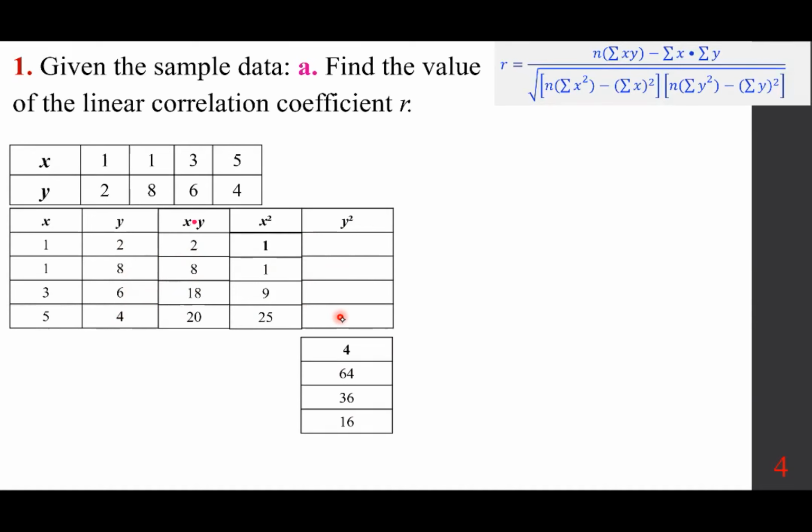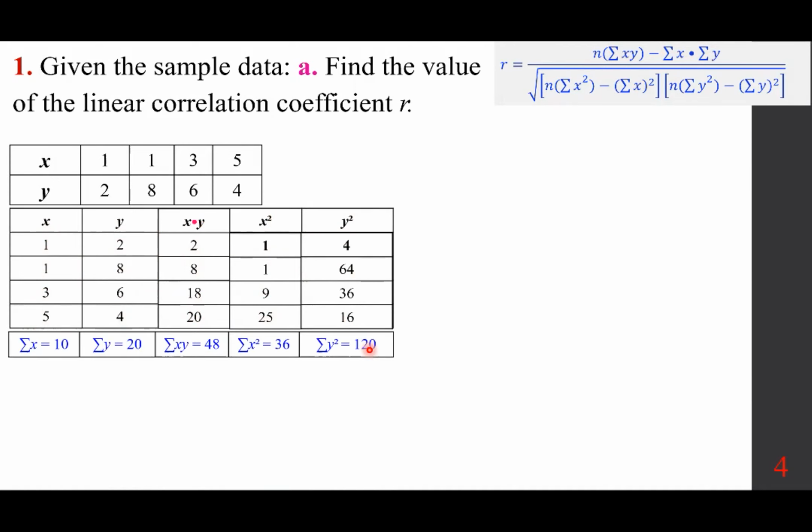And now we need the sum of each column. So add these numbers, put them here. That would be summation of x. Add them up. Summation of y. So this is summation of x, summation of y. This one, summation of x times y, which is this one. This one is summation of x squared. This one is summation of y squared. So let's add them all up.